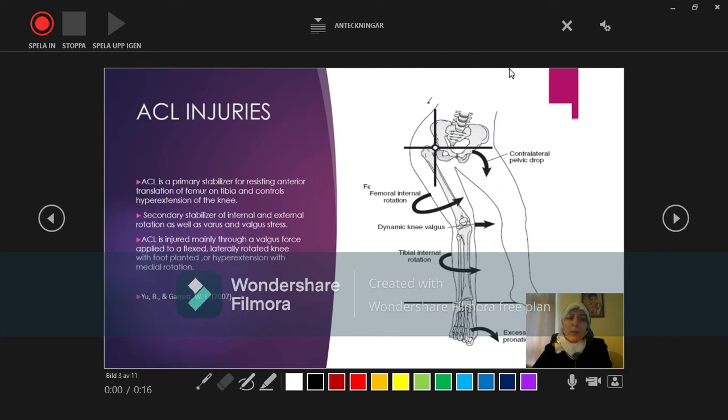The mechanism of injury: the ACL is injured mainly through a valgus force applied to a flexed, laterally rotated knee with the foot planted, or hyperextension with medial rotation. This is called dynamic knee valgus.